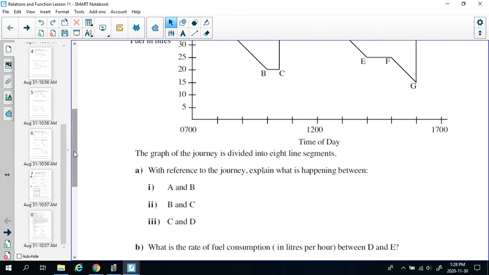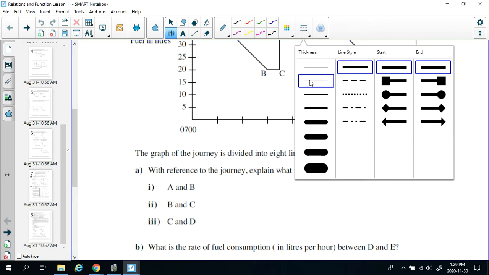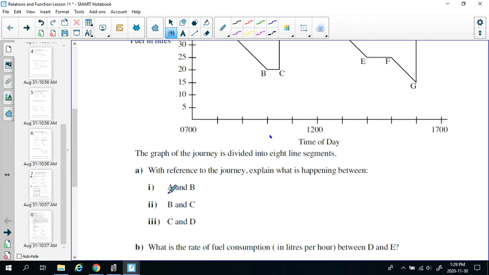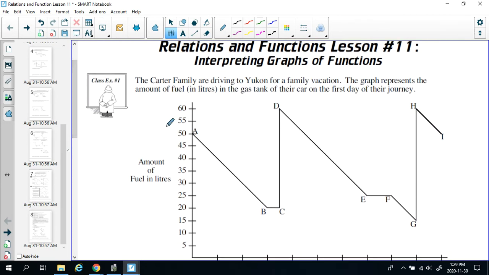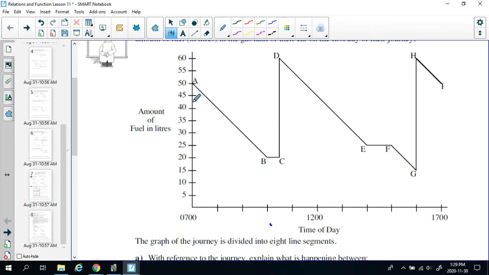Okay, what does it want us to do here? It says the graph journey is divided into 8 line segments. With reference to the journey, explain what is happening between these following points. Okay, so let's grab a pen. Okay, so let's focus on what's happening between A and B here. Okay, from point A to point B, it looks like the amount of fuel in the car is dropping. So if the amount of the fuel in the car is dropping from A to B, it means you have to be driving the car.